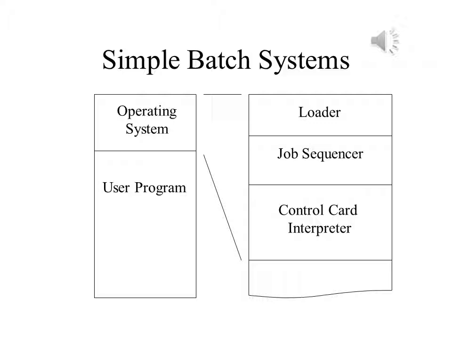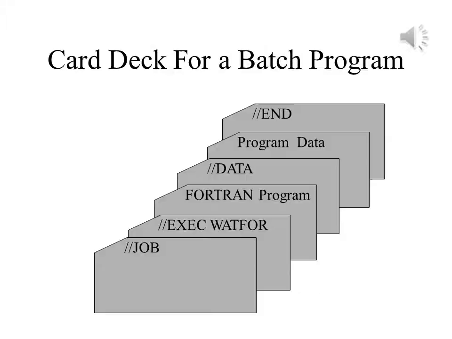In this environment, the operating system's main job was to determine which jobs should be read into memory next, read the control cards to determine which compiler would be used, or if the program was already compiled, which program's object code would be loaded, compile and load the program, find and read in its data, and then run the program.